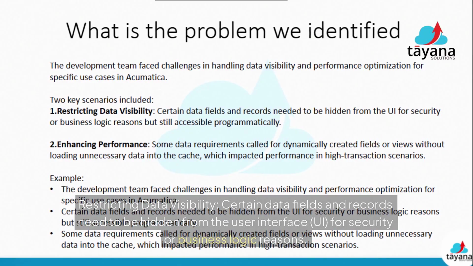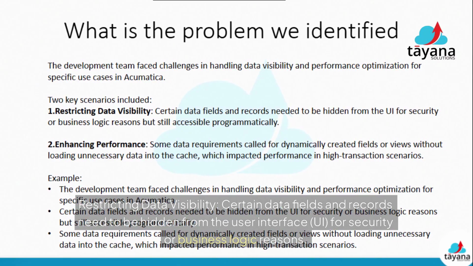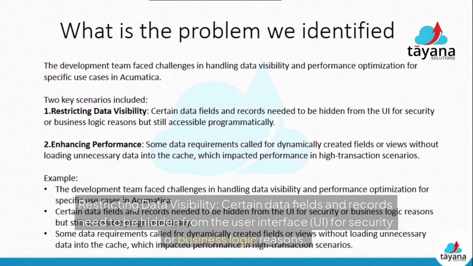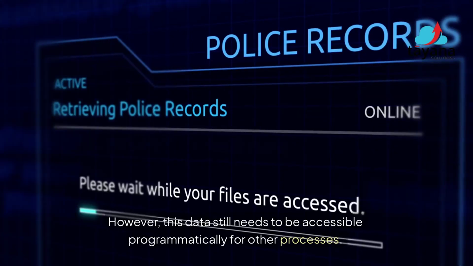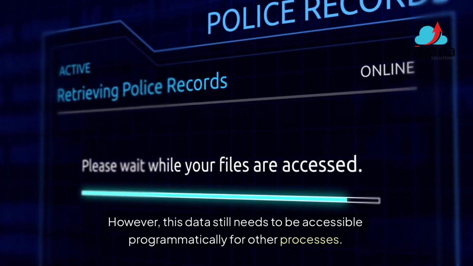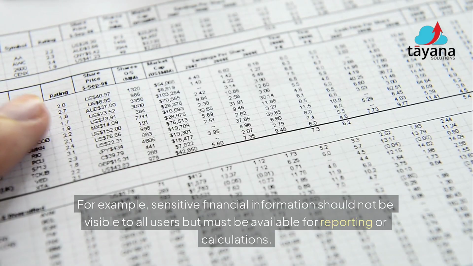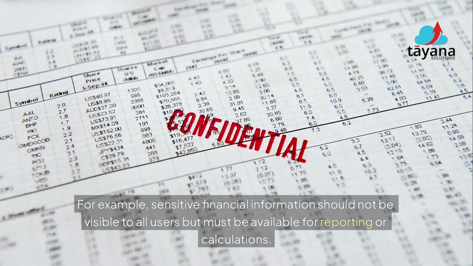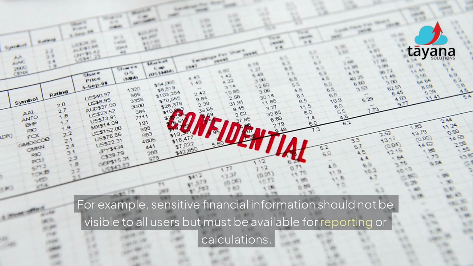This boils down to two main scenarios. Restricting data visibility. Certain data fields and records need to be hidden from the user interface, UI, for security or business logic reasons. However, this data still needs to be accessible programmatically for other processes. For example, sensitive financial information should not be visible to all users, but must be available for reporting or calculations.